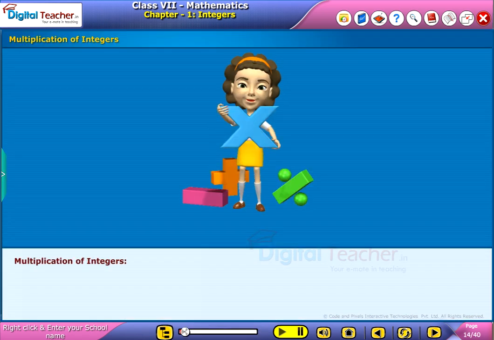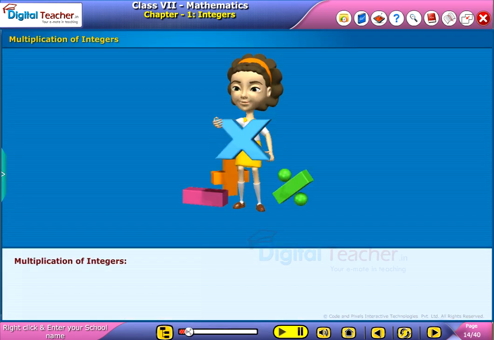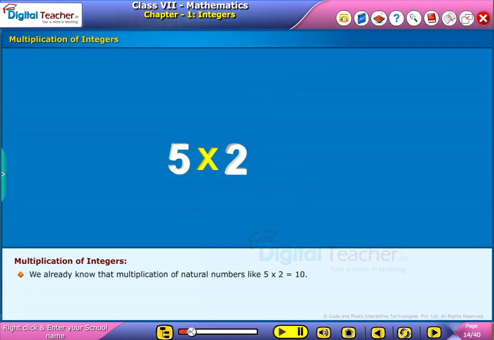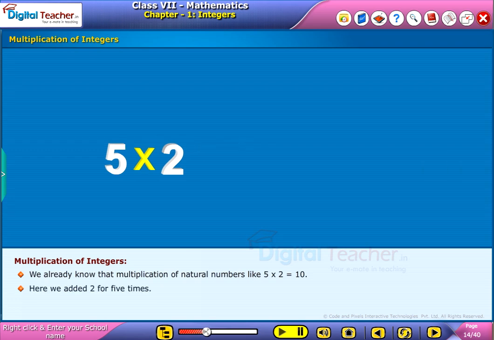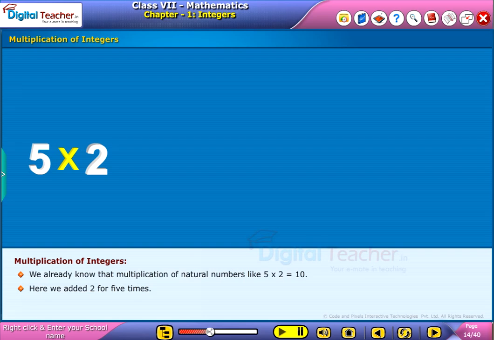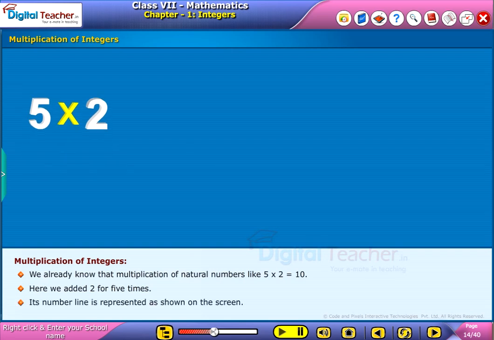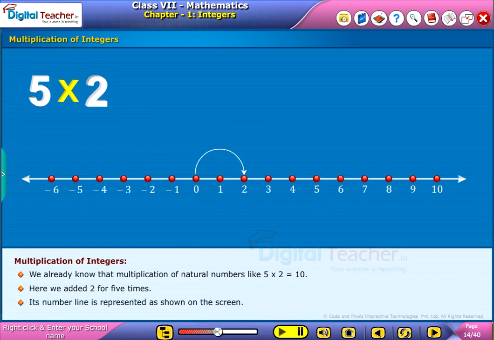Let us now learn about multiplication of integers. We already know that multiplication of natural numbers like 5 into 2 equal to 10. Here we added 2 for 5 times. Its number line is represented as shown on the screen.